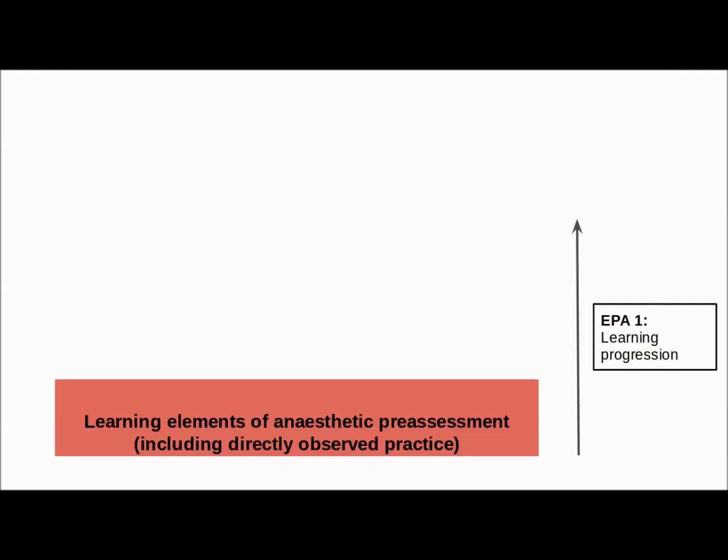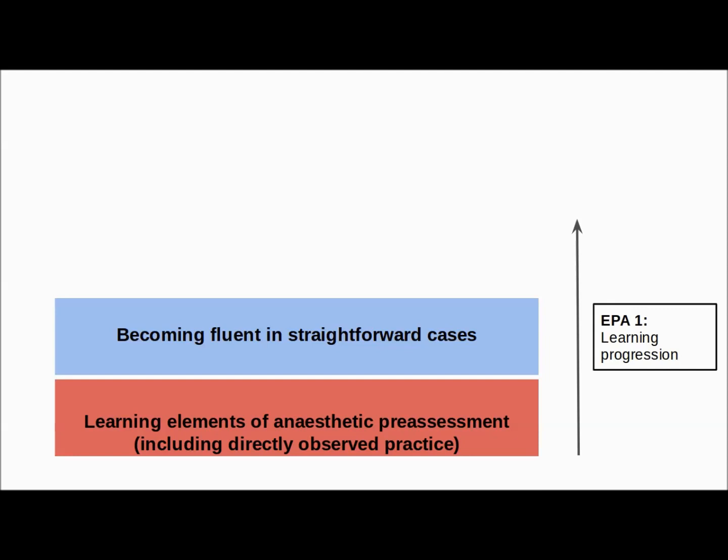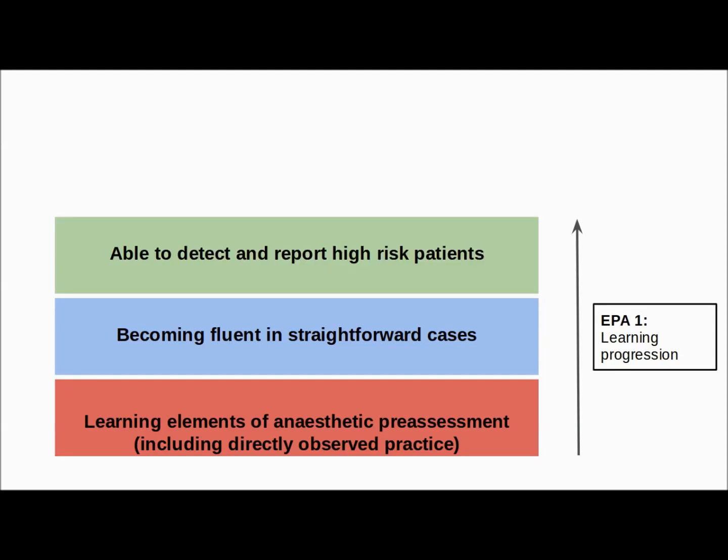For EPA 1, you'll start off by learning the elements of the anaesthetic pre-assessment, building on history-taking skills you learned in foundation training and applying them to an anaesthetic context. It's useful in the first week to observe consultants performing pre-assessments and also to have your own practice observed. These encounters can be recorded as SLEs in your workbook. Over the subsequent weeks, we suggest that you focus on becoming fluent in straightforward cases before directing your attention to the more complex and high-risk patients. SLEs should focus on detecting these important risk factors and beginning to understand how they impact on perioperative planning and care.